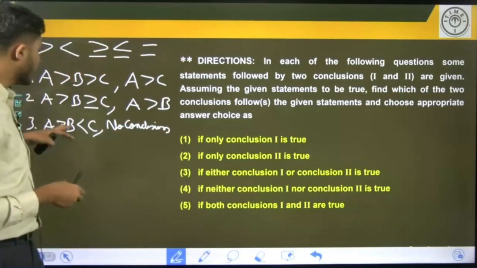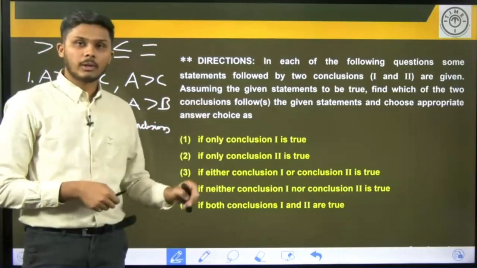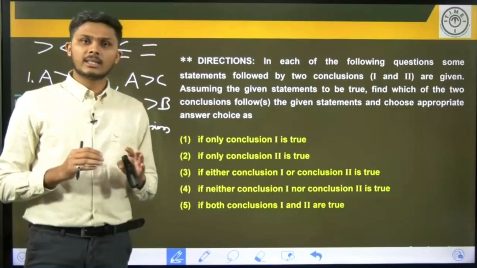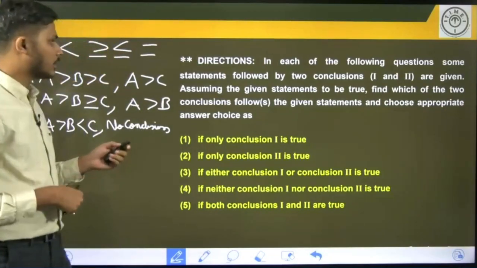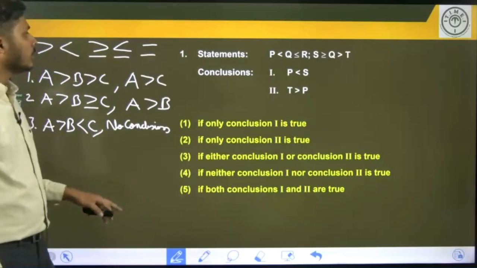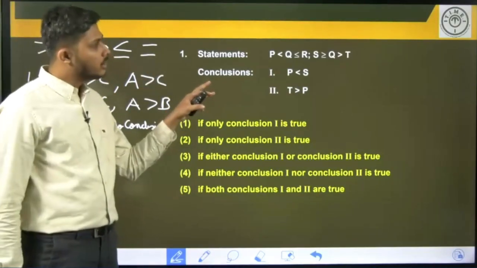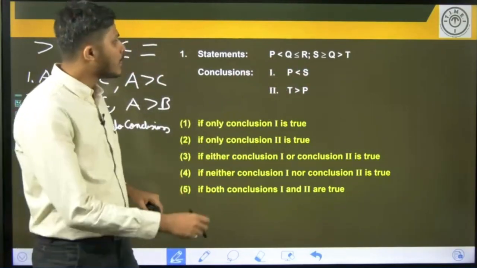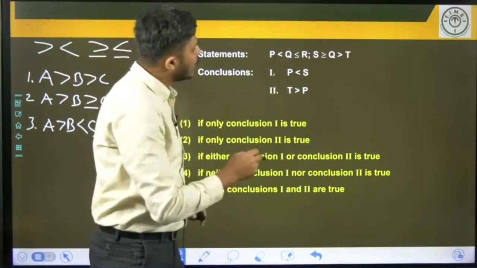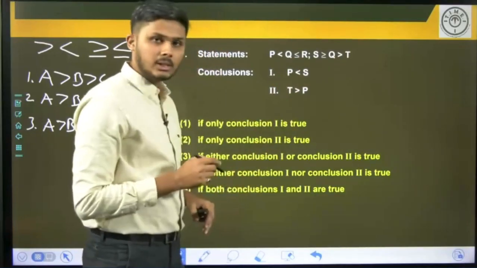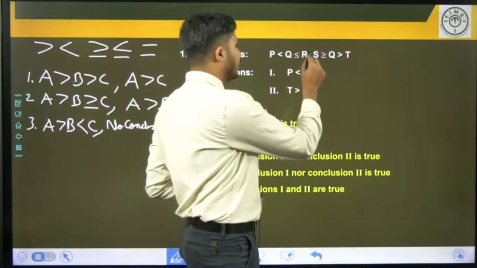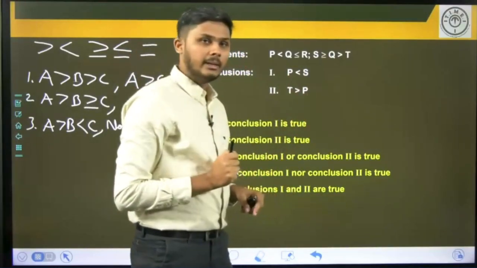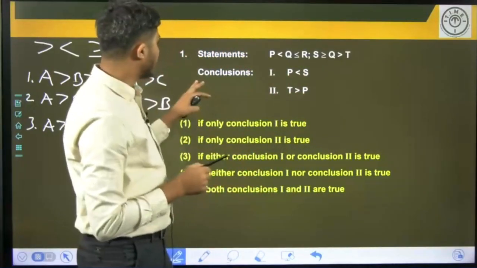So these are the three shortcuts which we will use to solve the questions, which will also help you in the examination to solve a question in less than 30 seconds. So now let's look at the questions. The first question, the statements. Here we are given two statements. The first statement is P less than Q, Q less than or equal to R. The second statement is S greater than or equal to Q, Q greater than T. So now let's look at the conclusions.